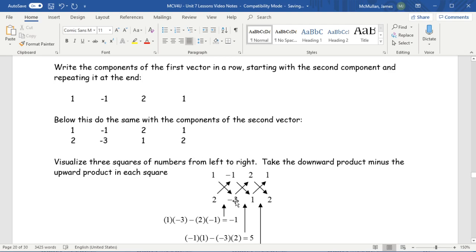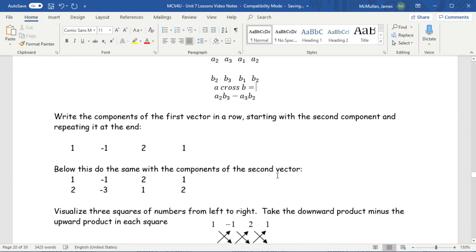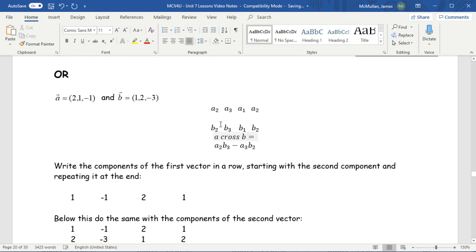1 times negative 3, take away negative 1 times 2. That's your first component. Negative 1 times 1, take away 2 times negative 3. That's your second component. 2 times 2, take away 1 times 1. That's your third component. So again, let's just go through this together.